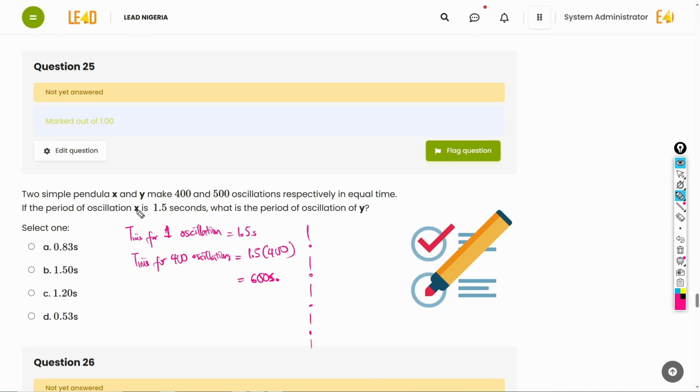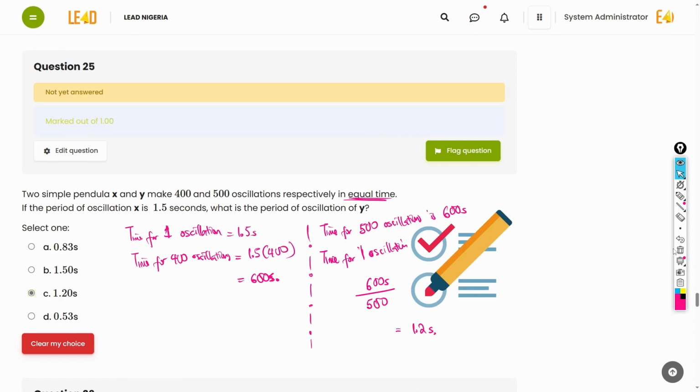Okay, so if the period of the oscillation is that, we've done that, right? So now we know the time. The time for Y, the time for 500 oscillations, is 600 seconds, because we were told that it happened in equal time. So what is the time for one oscillation? Because that's the definition of a period, right? So that time would be 600 seconds over 500. So we're saying, how long does it take to do just one? All right, which gives you 1.2 seconds. That's option C.